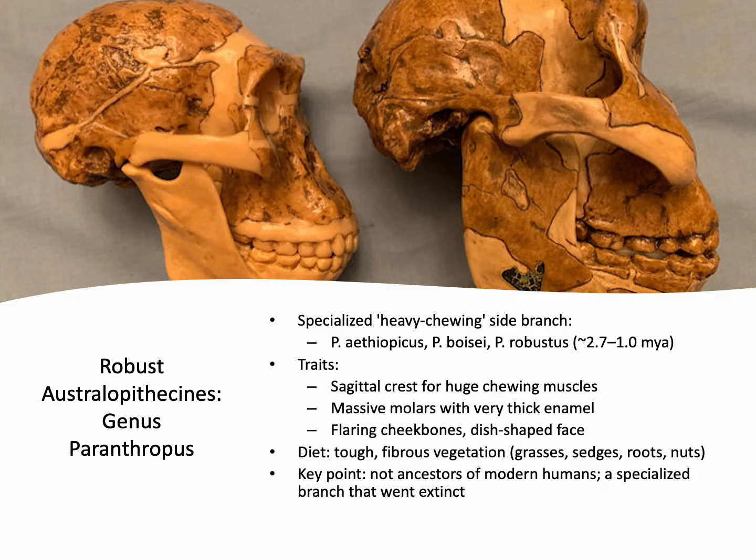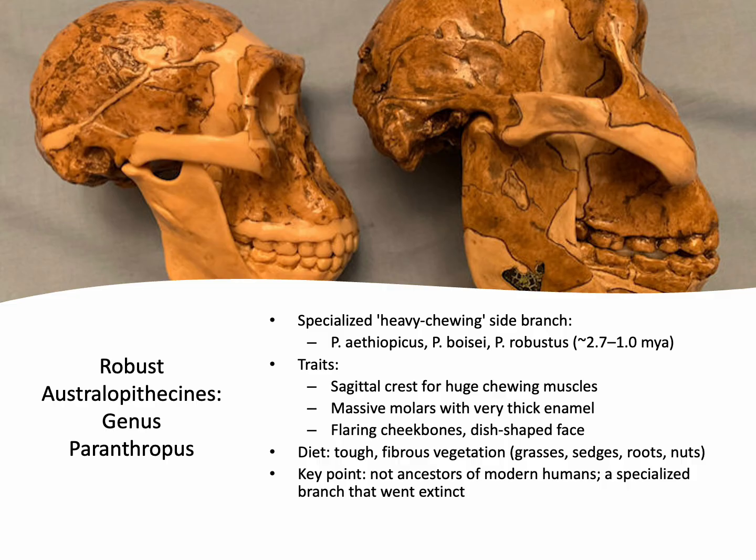So these features together suggest a diet that relied heavily on tough, fibrous foods that require a lot of grinding and crushing. So things like grasses, sedges, roots, tubers, possibly hard-shelled nuts, and seeds. Even if they also ate softer foods when available, their anatomy is clearly built to handle the worst-case scenario, the food that is hardest to chew.